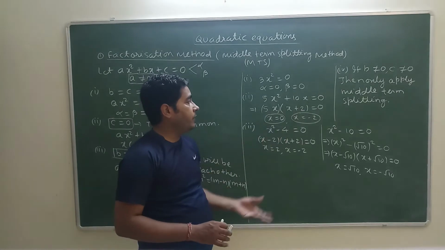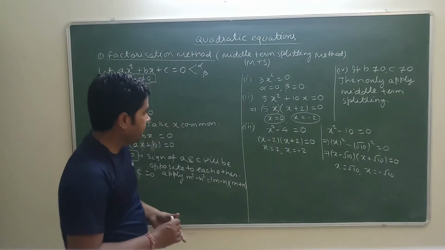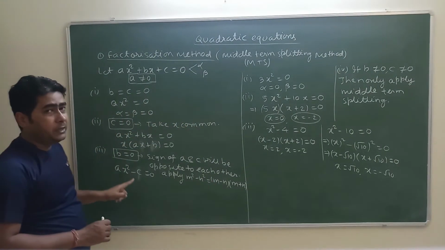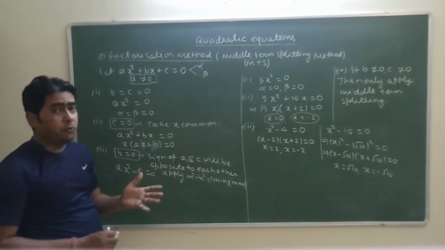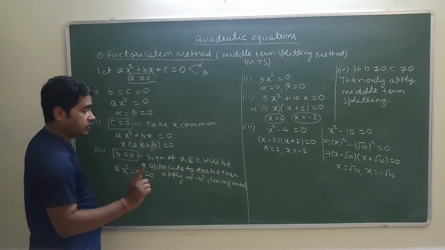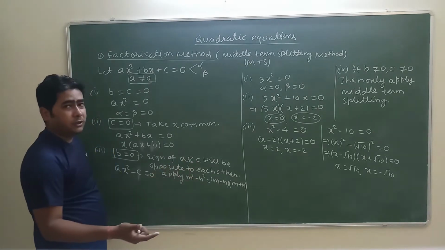Now you can equate these two factors with 0 to get alpha and beta. The third case is when there is no b. No b means there is no x term. In that situation, you will first check whether a and c have opposite signs or not.